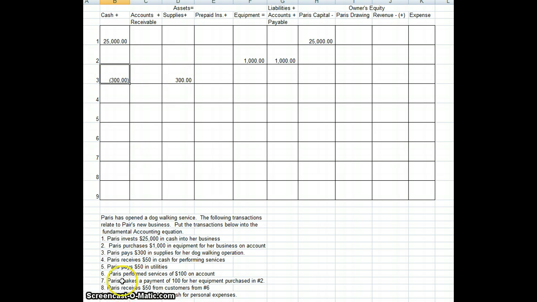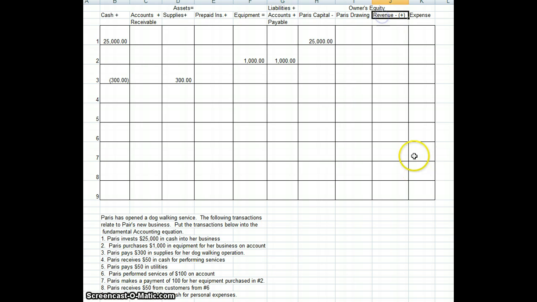Let's take a look at number 4. Number 4, Paris is doing some work. She receives $50 in cash for performing services. This term, performing services, you're going to see that quite a bit when you're going through your book. That's going to be a cue to you that they are doing the work of their business. So Paris is a dog walker. Her performing services is walking a dog. So performing services is going to be the business of her business, what she does to make money.